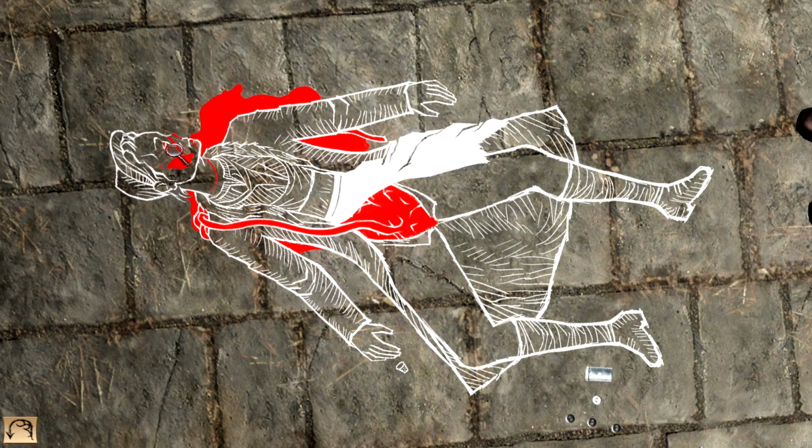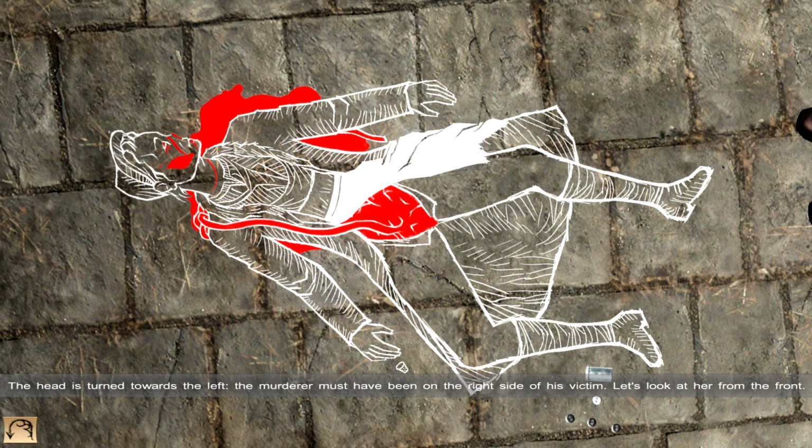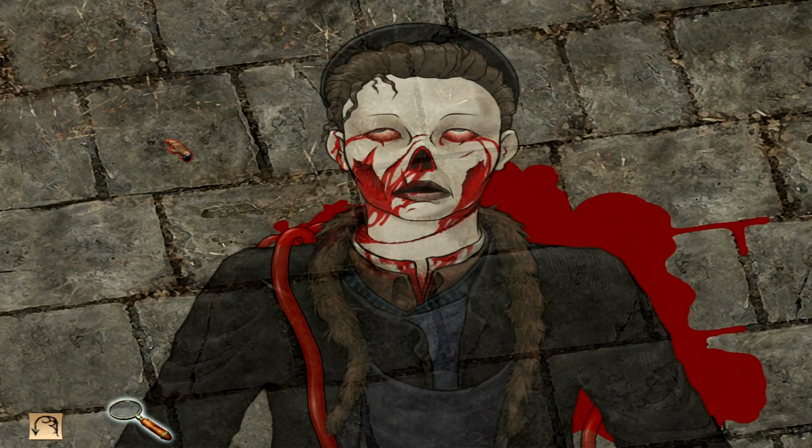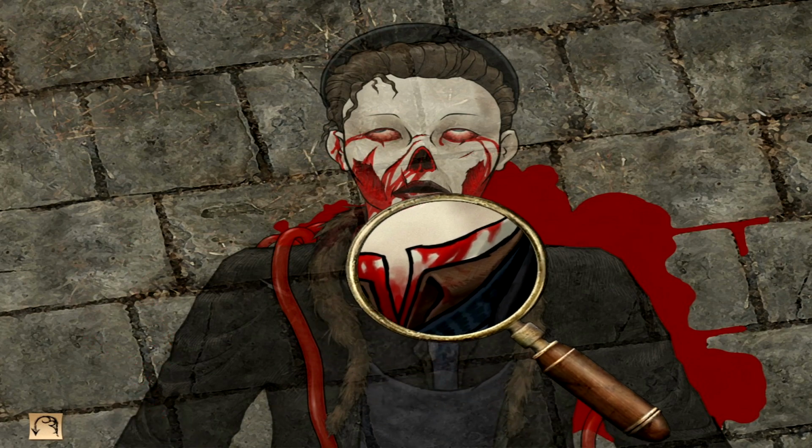Here we go. The head is turned towards the left. The murderer must have been on the right side of his victim. Let's look at her from the front. Oh, I really wish you didn't have to look. That's awful. It's really, really not nice to look at, is it?